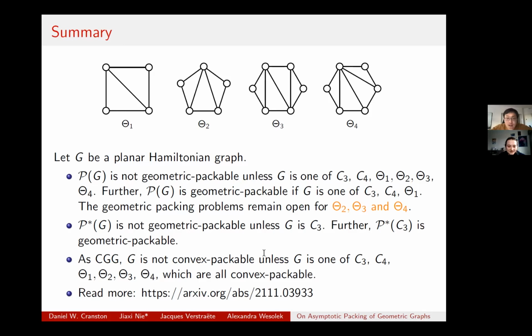Do all the edges have to be drawn in a straight line? Yes, we only consider straight-line drawings.